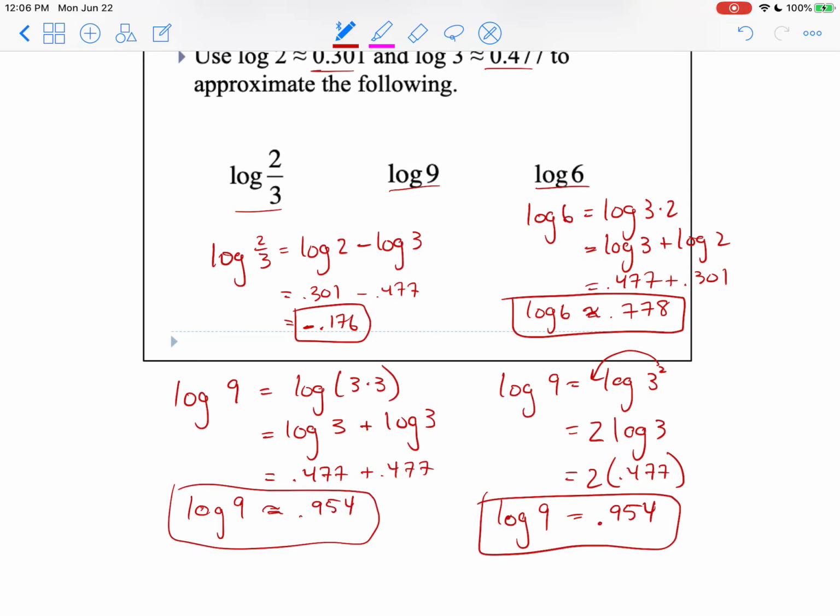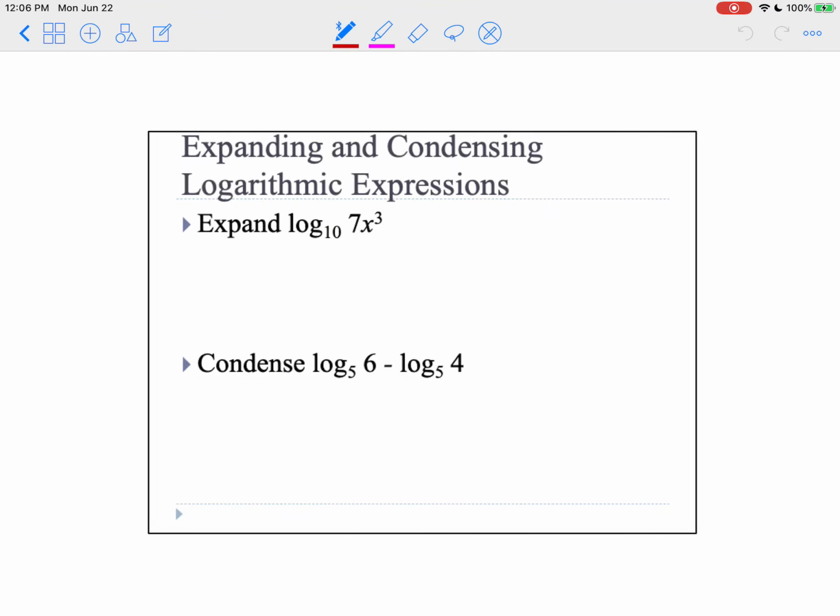So what we did there for each of these is we sort of expanded the logs. We expanded that log, we expanded this log, we expanded this log right here. So this idea of expanding becomes very important in calculus. When you have a complicated derivative that you want to take, you can expand. And so that's what we're going to do here.